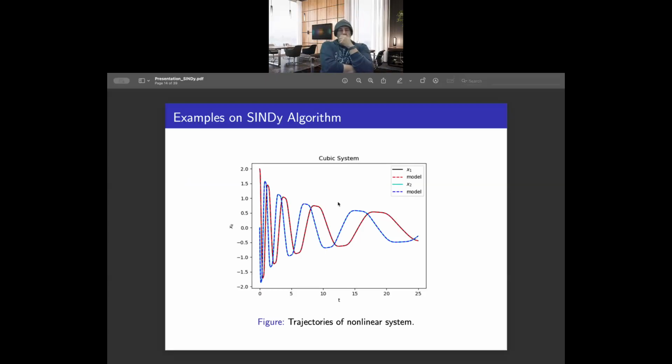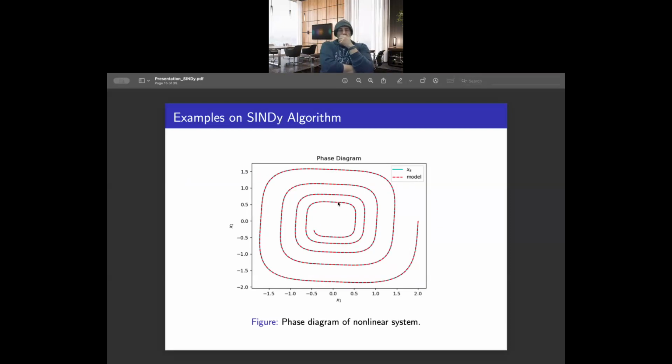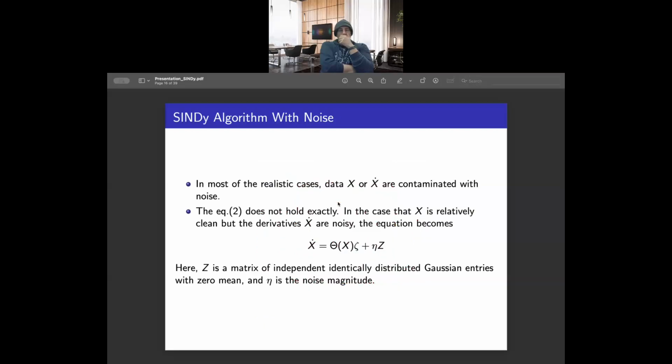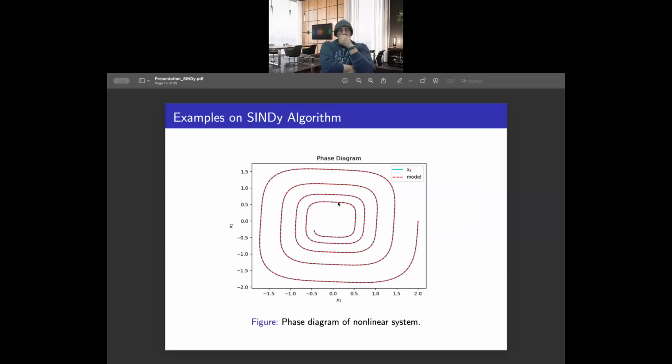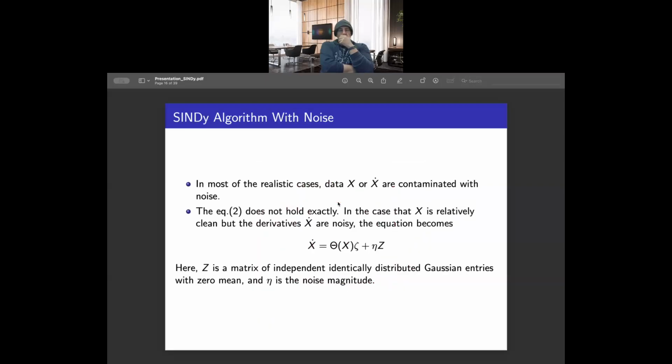And this is what was captured by our SINDy algorithm. You can see it was actually able to capture the dynamics exactly, and the same is true for the phase diagram. But in this case, I'm not adding any noise, because that is the first problem I have seen with SINDy, either SINDy or the modified one that they call SINDy-PI. The issue is the noise. If you add noise, the algorithm is not able to capture the exact dynamics, and that is one of the drawbacks of the SINDy algorithm.